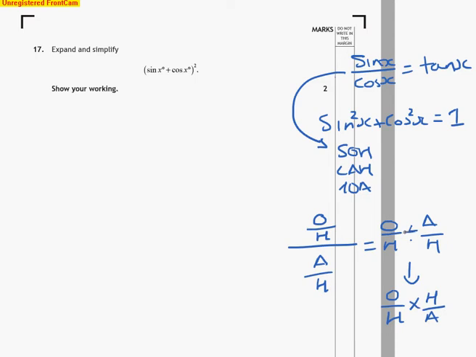Okay, when we do dividing, we keep this the same. We flip this and we change that. Keep, flip, change, KFC, when we divide fractions. Okay, so we cancel out the h's and we're left with opposite over adjacent. And what's opposite over adjacent? Tan. Okay, I find that quite interesting. Sometimes that's helpful when we do these questions. So just bear that in mind. There's another way of proving that, and it does come in handy.